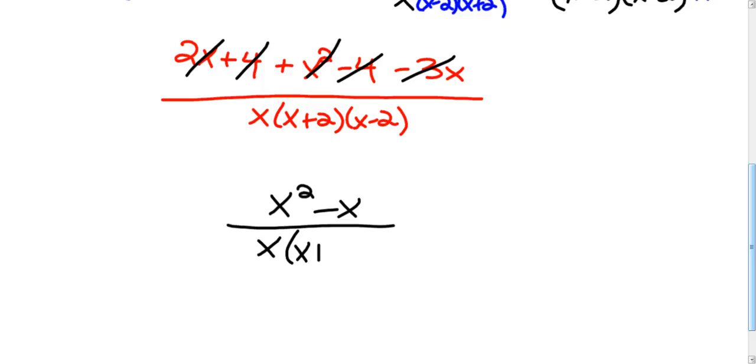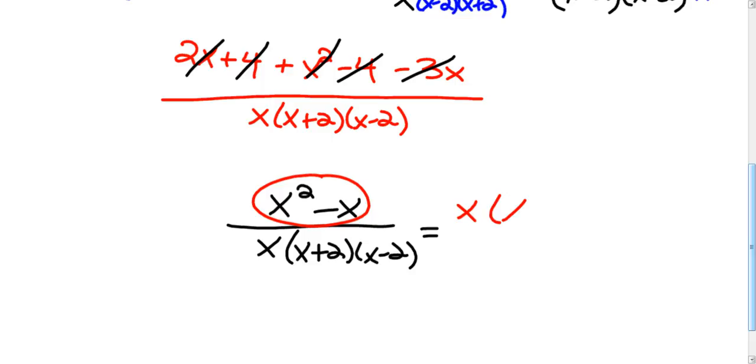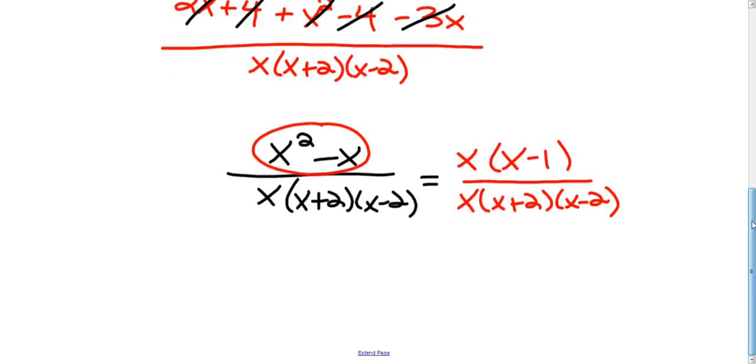My bottom is x times x plus 2 times x minus 2. Then on the top, I can factor an x out of here, so I have x times x minus 1 over x times x plus 2 times x minus 2. It doesn't look like that got us much, but it does allow us to cancel our x's out. That leaves us with x minus 1 over x plus 2 times x minus 2, and you can just leave it right like that.